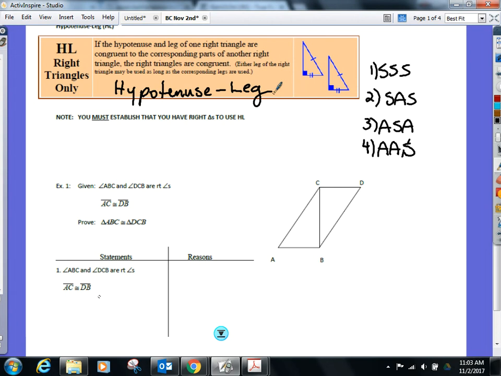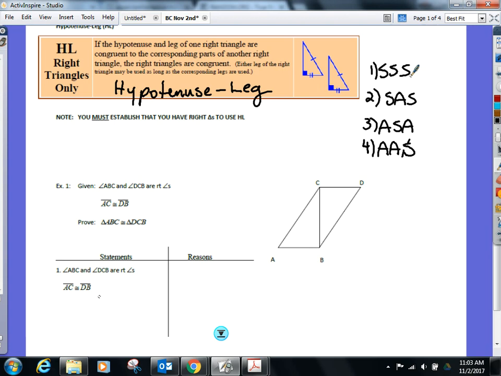Where is a hypotenuse only located? In what type of triangle? Only in a right triangle, which means what about this method? It can only be used in a right triangle, yes. If it's not a right triangle, I'm going back to these 4 methods right here. It has to be used in a right triangle, okay?